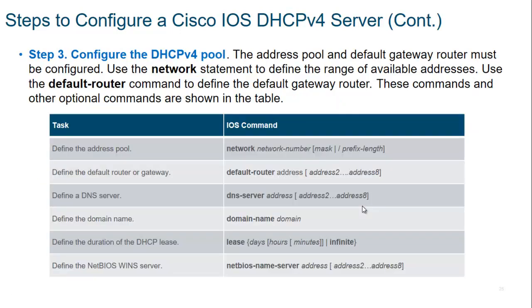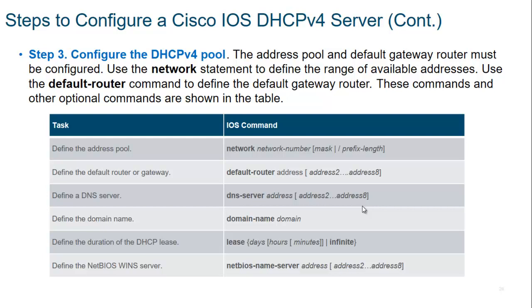Step 3 is to configure the DHCPv4 pool. The address pool and default gateway router must be configured. Use the network statement to define the range of available addresses. Use the default-router command to define the default gateway router.